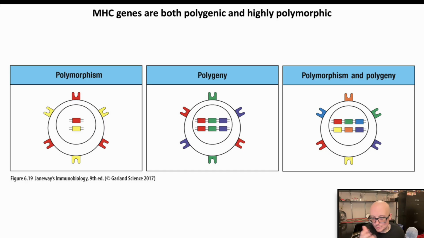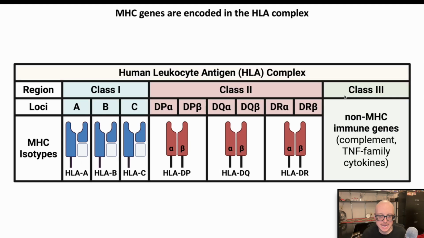So having explained these two important concepts, polymorphism and polygeny, let's look at how they apply to MHC in particular by zooming in on a region of the DNA in humans that we call the human leukocyte antigen complex, or HLA complex. The HLA complex is a large region of chromosome 6 in humans, which we can subdivide further into a class 1 region, class 2 region, and a class 3 region. These will roughly correspond to MHC class 1 and MHC class 2, as I'll get to in a second. But first, I would like to address this unexpected member here, the class 3 region.